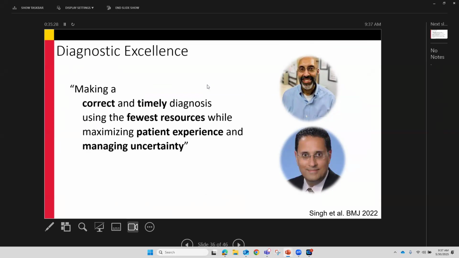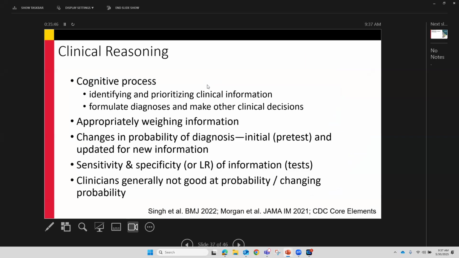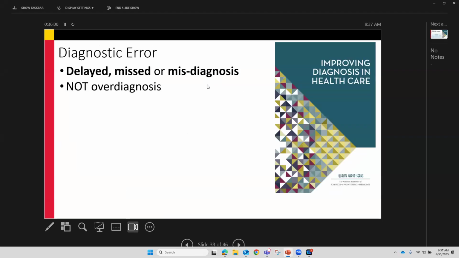The definition, from two leaders, Gurpreet Dhaliwal and Hardeep Singh, is making a correct and timely diagnosis using the fewest resources while maximizing patient experience and managing uncertainty, which all sounds great, but of course it's hard to do that when you're seeing patients. But I think it's worthwhile for people who are trying to think about this process more, because it's the theory behind it, and clinical reasoning has a lot of thinking out there, which is helpful for clinicians.